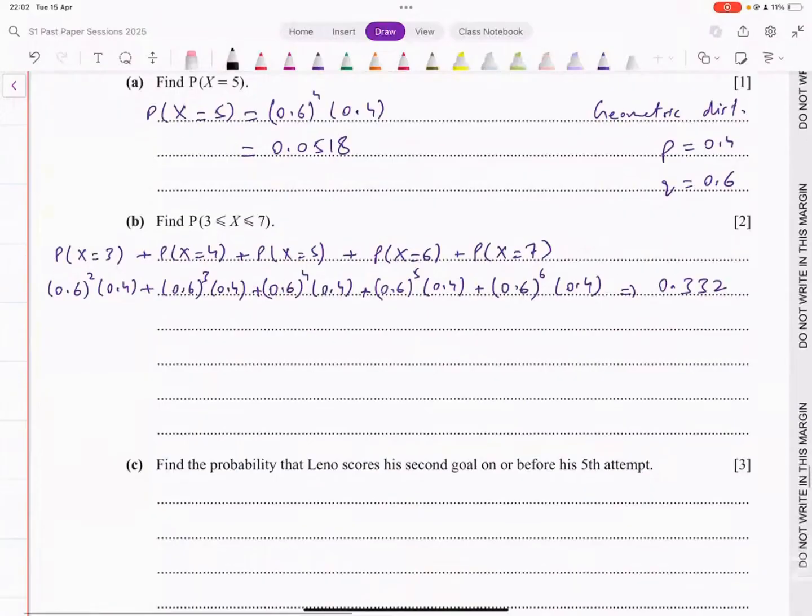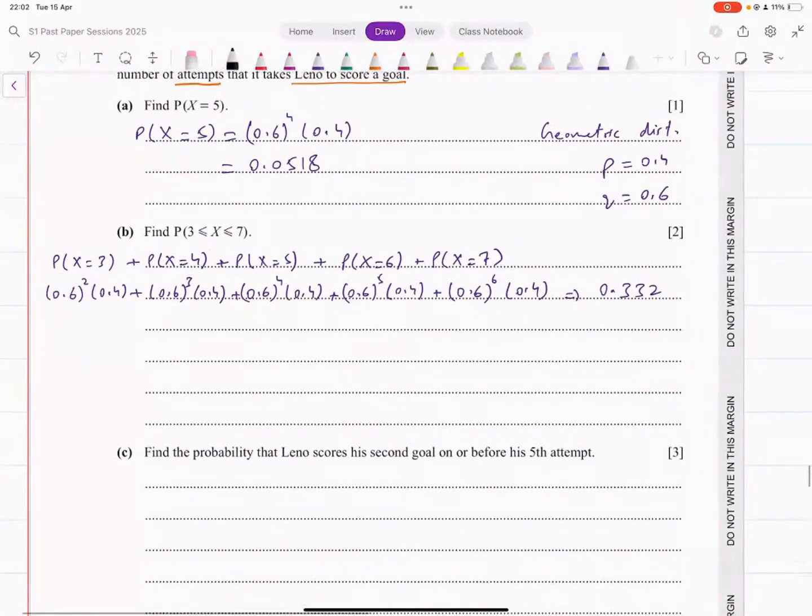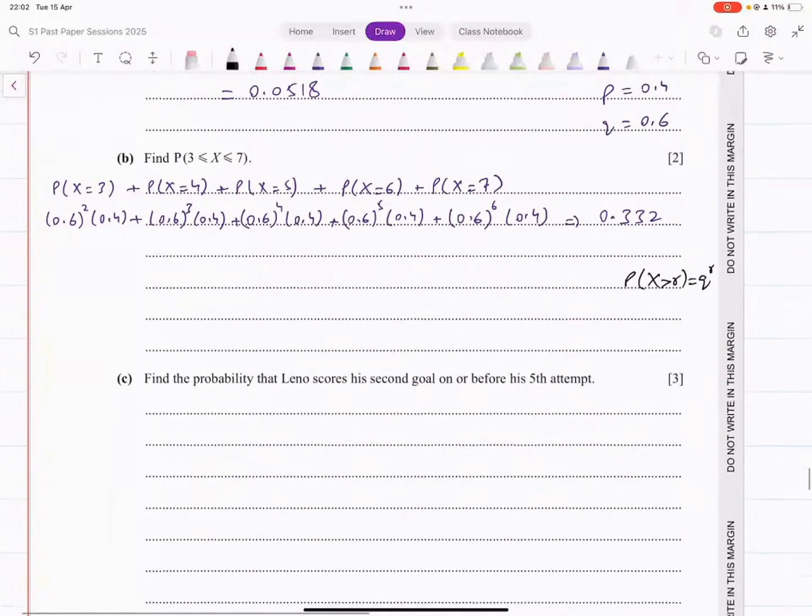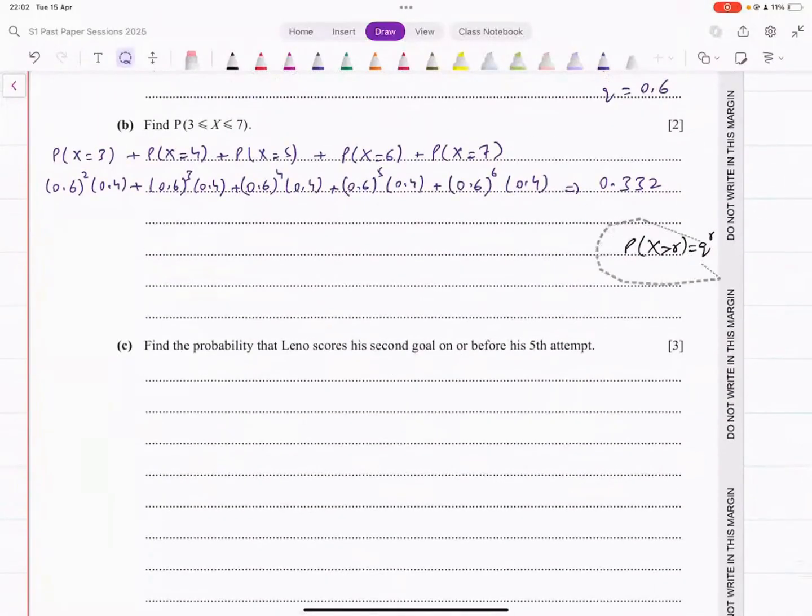And that is probability that x is greater than r, that is equal to q raised to power r. For binomial, we don't have any such formula. For geometric, however, we've got this direct formula as well that we can use. Probability of x greater than r equals q raised to power r. Now, how would we use that? We want to convert this probability into greater than form somehow.